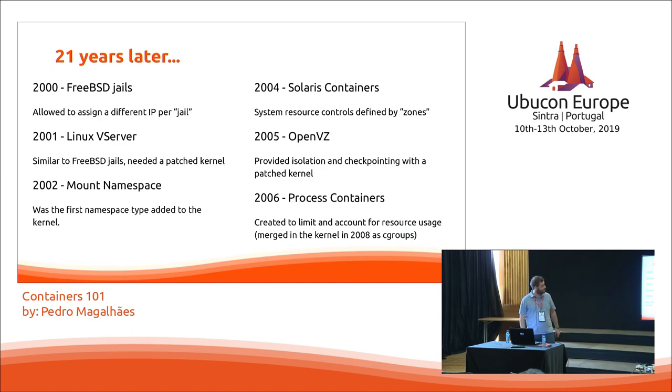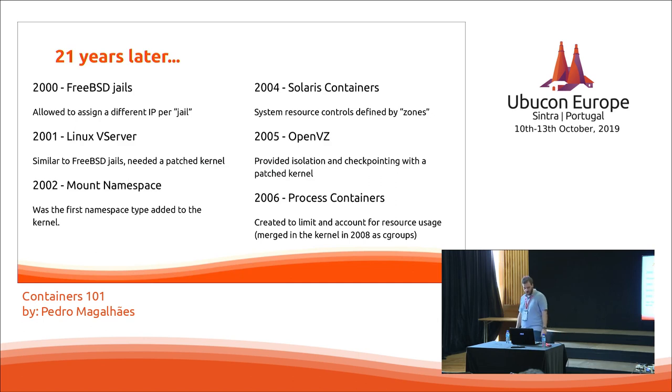And we had to wait some 21 years for some progress on this kind of technology. In 2000 we had FreeBSD jails, which already allowed you to assign a different IP address for each jail that you would create. In 2001, we had the Linux vServer, which was similar to how jails worked, but it needed a patched kernel to make it work, so it wouldn't work just out of the box.